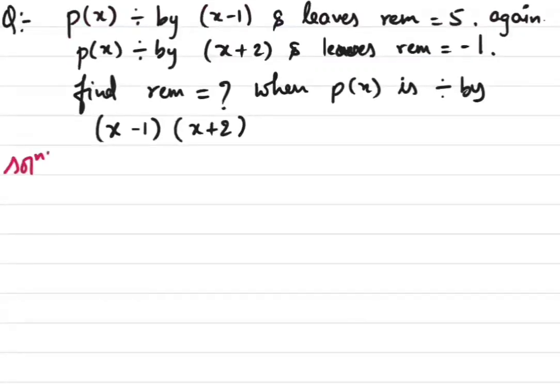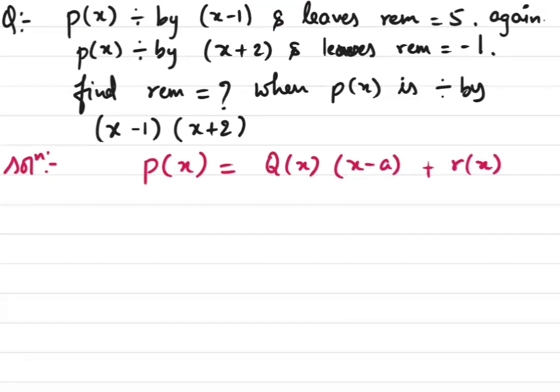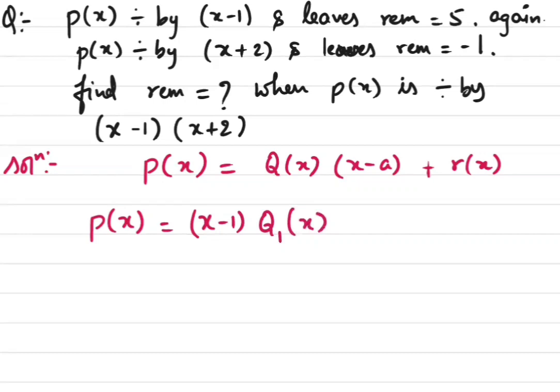This is the question. Now, this seems to be a bit challenging, but let's go by the definition of Euclid's division lemma. We already know that P of x equals quotient multiplied by the factor, which is x minus a, plus the remainder. Let us see the first condition. I don't know what P of x is, so let it be P of x when divided by x minus 1. I also don't know what the quotient is, so we can assume q1 of x, plus the remainder, which is 5. Call this equation 1.